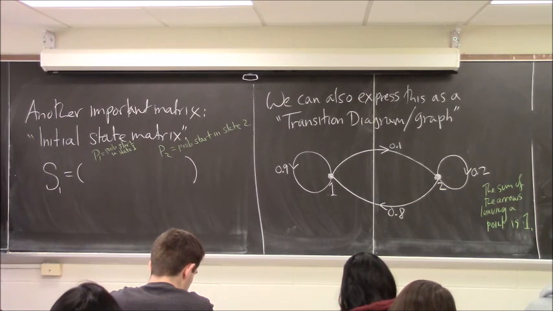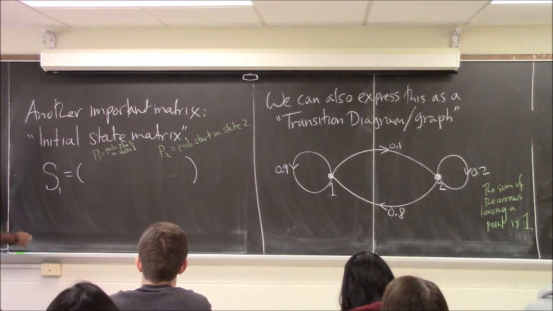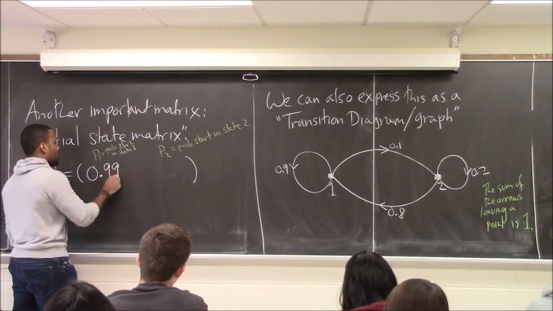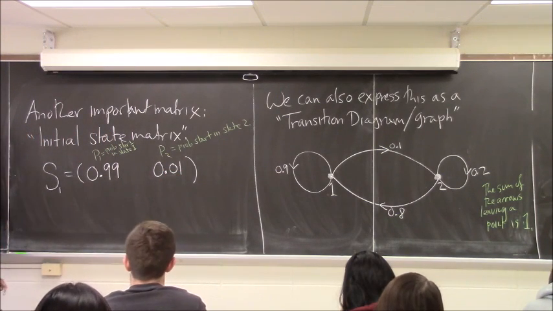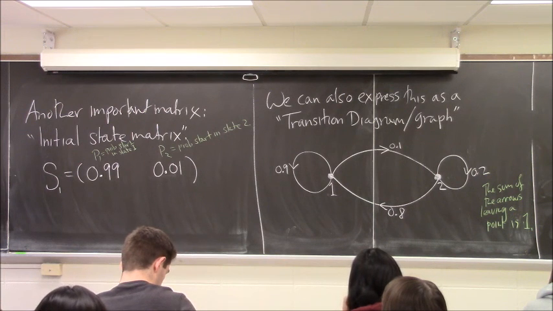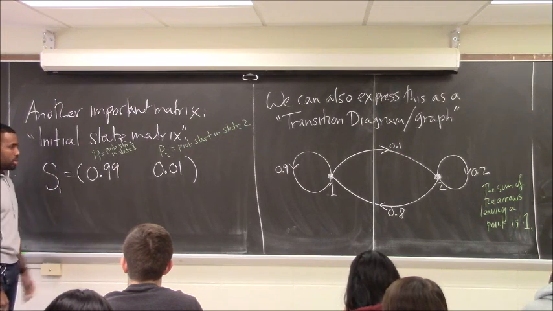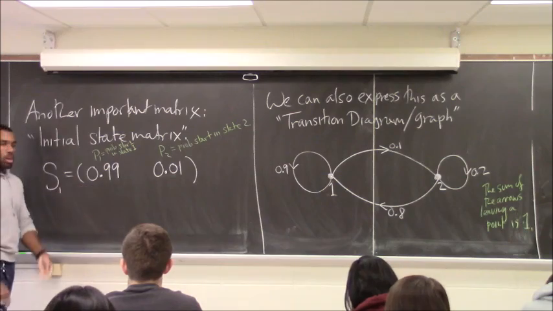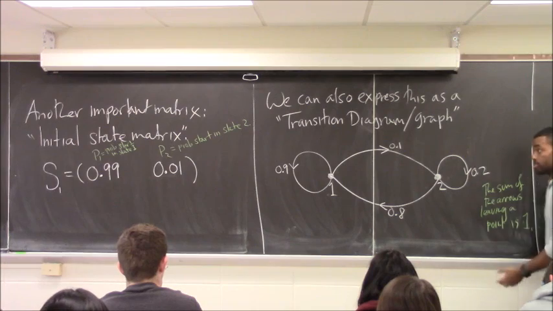For this particular example, what are these probabilities? Yeah. 0.99 and 0.01. This is the initial state of your system, of your Markov chain. There's a 99% chance that you will be in position 1 in the beginning. There's only a 1% chance that you'll be in position 2. Given that you start off there, you can use this chain to jump from one state to another and calculate probabilities.